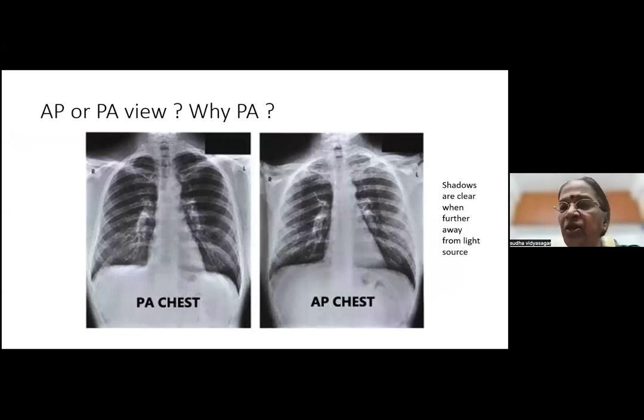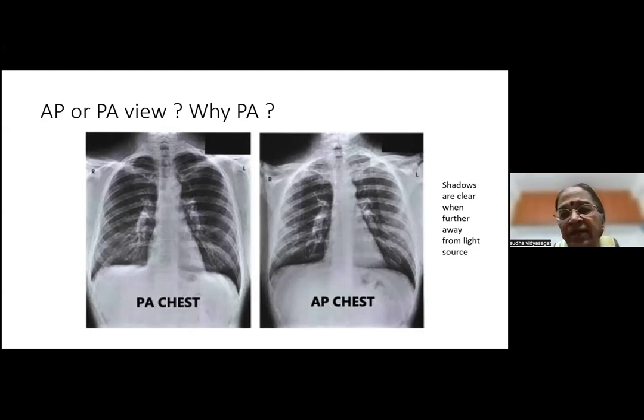Now, the idea is that shadows are clear when they are closer to the screen and further away from the light source. So you can do this yourself, if you have a paper and a pen and a torch. Nowadays, nobody has a torch. It's only a mobile phone. But if you keep the pen, and move towards the paper and keep a light source like that, as you go closer to the paper, the shadow of the pen becomes clearer. So whatever you want to see clearly, you put it away from your beam. In this case, we want to see the heart. So that is why we are doing a PA view. You're putting the heart further away from the beam, and that's why we are doing that.